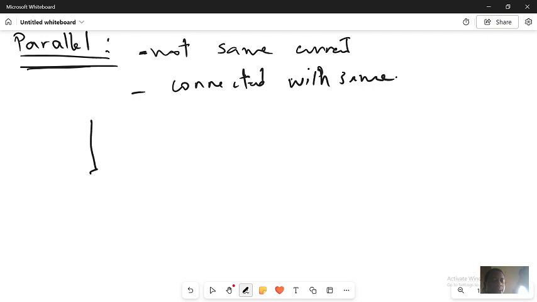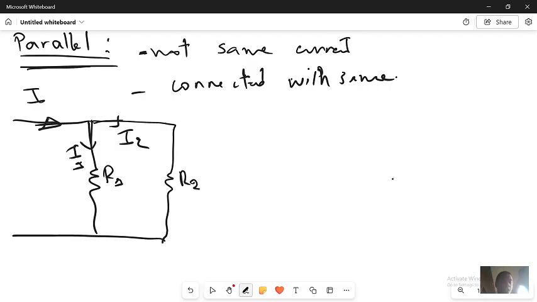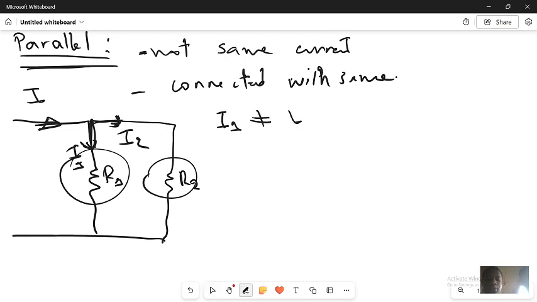Let's say for example I have this resistor, I also have this resistor. The current I, some will flow here, I1, and another, I2, will flow here, for R1 and R2. It means that they are not flowing with the same current. Some current will come here, some other current will come here. It means that these two resistors are in parallel. If they are in parallel, I1 is not compulsory to be equal to I2. They are not following the same current.